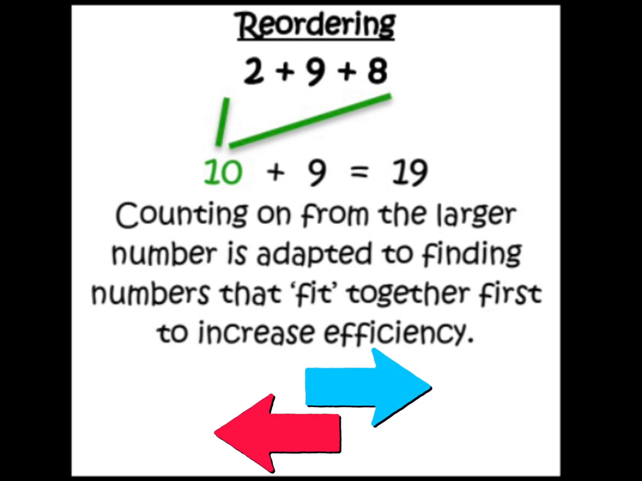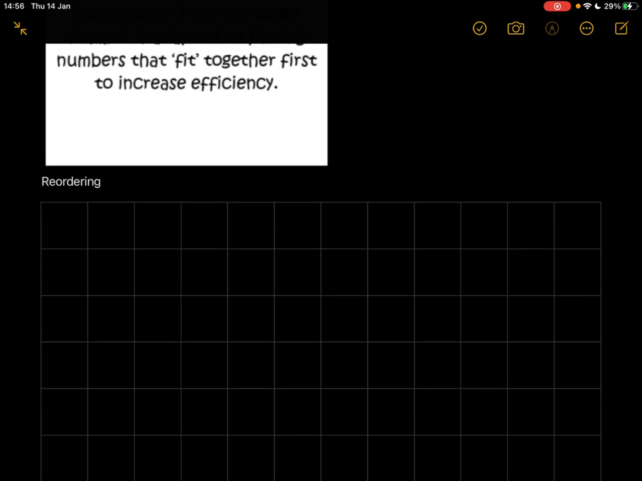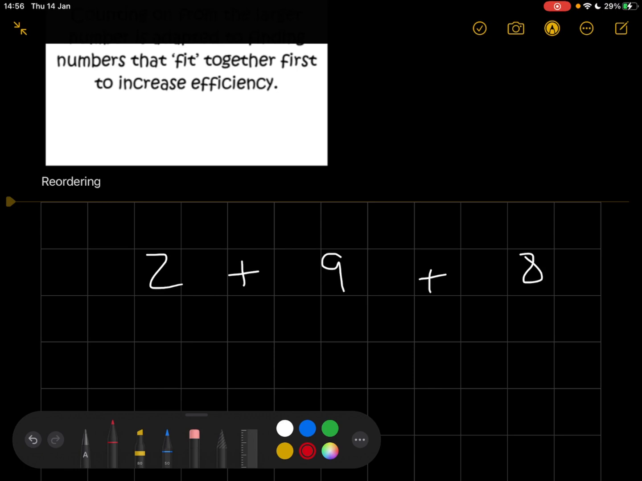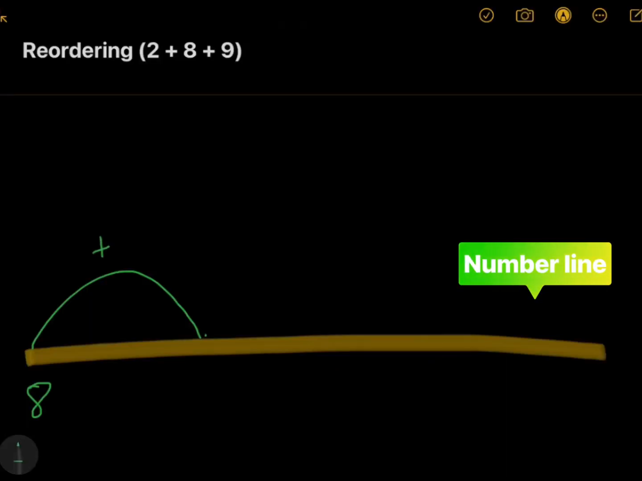Reordering. This is counting on from the larger number. Sometimes it involves finding numbers that fit together to make that larger number, which increases efficiency. It makes sense to start from the larger number. So something like 2 add 9 add 8. We can see that 2 and 8 make 10, and we've still got the 9 to add on. 10 and 9 is straightforward. And here's the reordering strategy drawn on a number line.